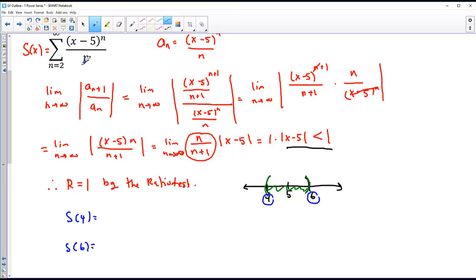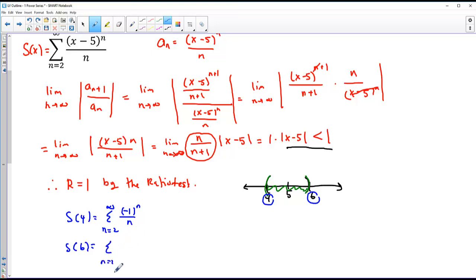And so the idea is just plug in 4 for x. And so we're going to get the sum n equals 2 to infinity. And then when you plug in 4 here, you get 4 minus 5, which is a negative 1. So we get negative 1 to the n divided by n.